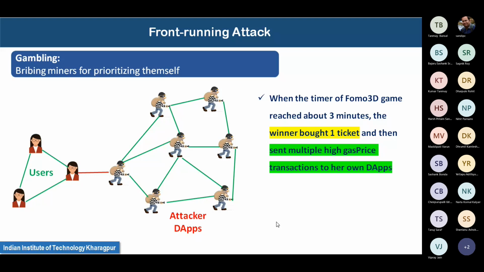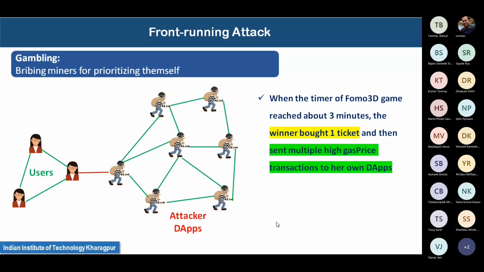So what this guy did was, just 3 minutes before the current conclusion time, say before 1 p.m., maybe at 12:57, he actually purchased a ticket and then immediately also sent multiple very high gas price transactions through his own DApps. The attacker had a lot of such DApps already launched. And in order to choke the Ethereum network, the attacker carried out these multiple very high gas price transactions through his DApps.